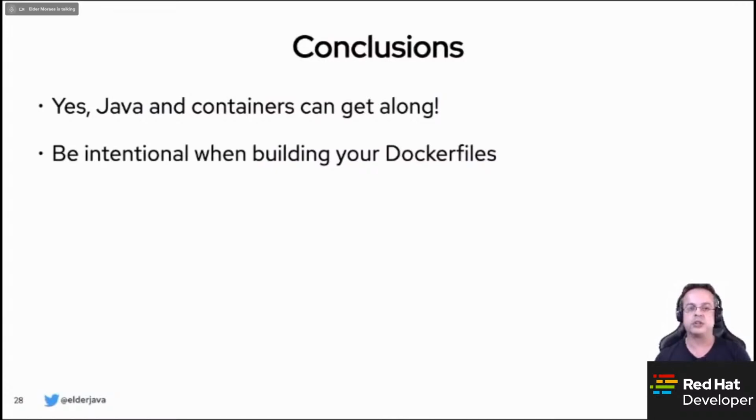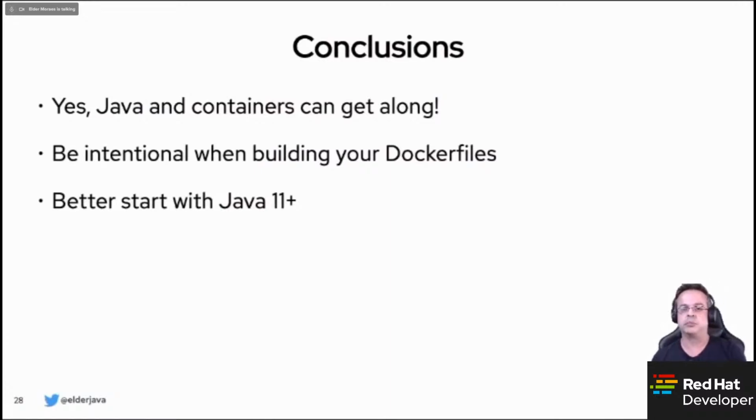So know what you are doing, pay attention to what changes most and what changes less, pay attention to the tags and the versions, and use official images when possible. Be very careful when building your Dockerfiles because it will follow your application through its whole life cycle. It's better to start with Java 11 because it is the latest LTS version, and also because with Java 11 we have serious improvements for Java running inside containers.